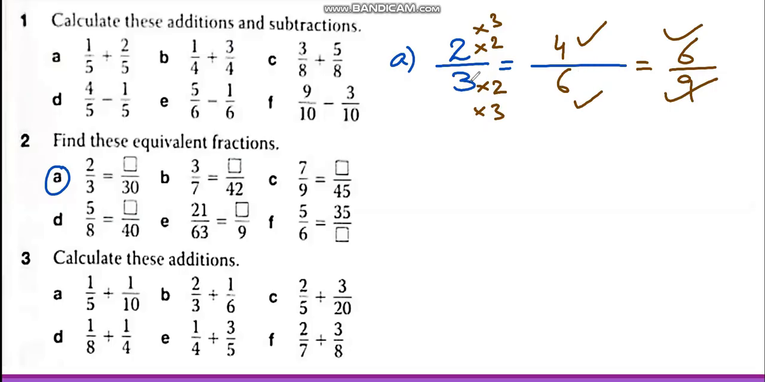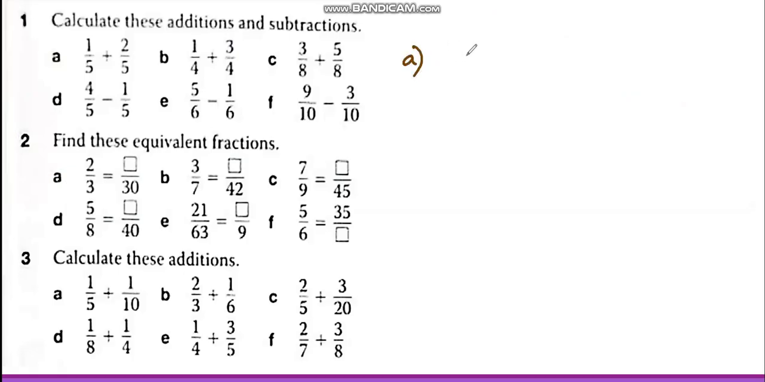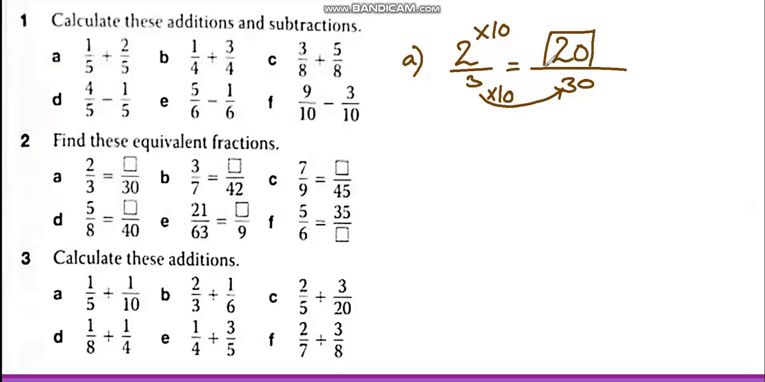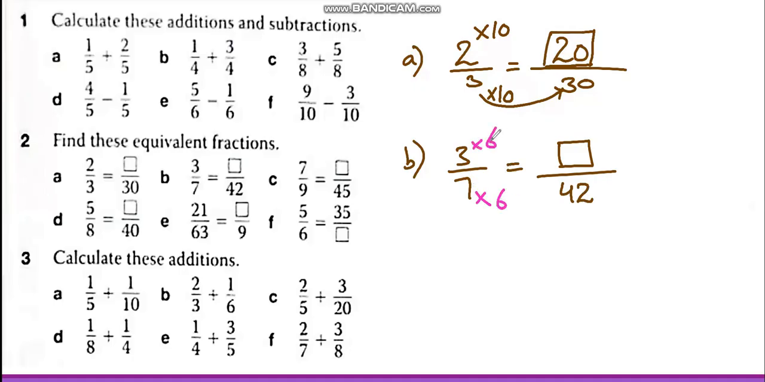But in the A part, they want us to make the fraction equivalent, but the denominator should be 30. 30 is a multiple of 3, and we know it's the 10th multiple. Like 3 times 10 is 30. So we have to do the same thing on the top, which means we need to multiply by the same number on the top, like 2 times 10, which is 20. So the missing number in the box, or the numerator, should be 20. Similarly, in B part, it's 3/7 equals something unknown, and the denominator is 42. Now we know that 7 times 6 is 42 and we need to do the same thing on the top, like 3 times 6 is 18.